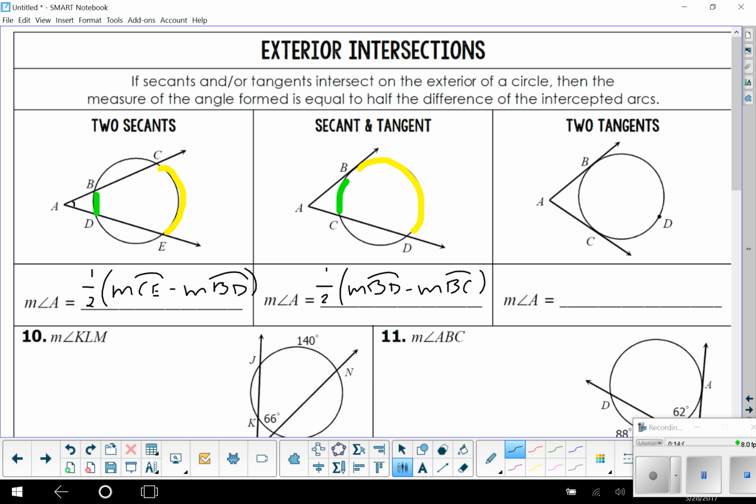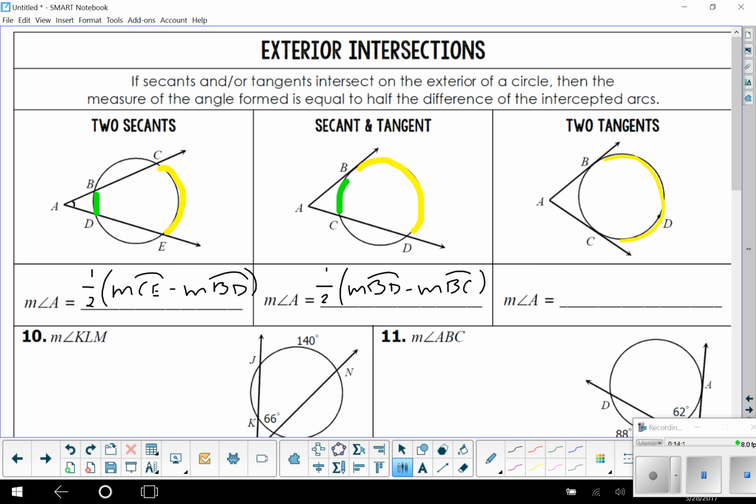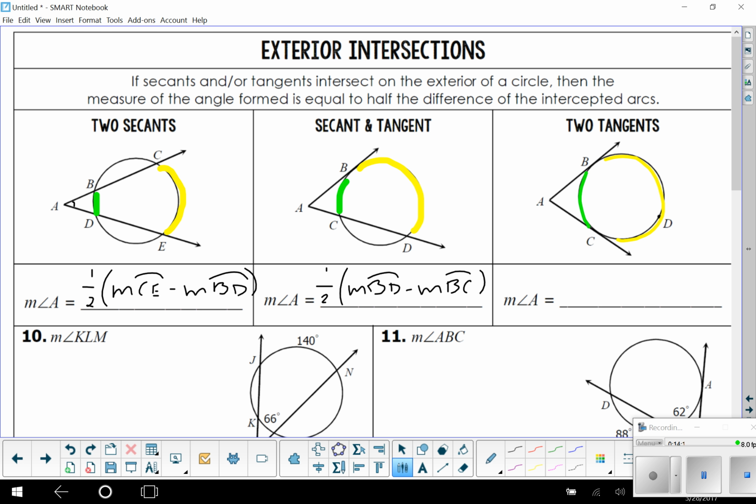And then if you have 2 tangents, bigger, smaller, one-half times the measure of arc BDC, because they're going to use the same. You got to use that D minus the measure of arc BC.